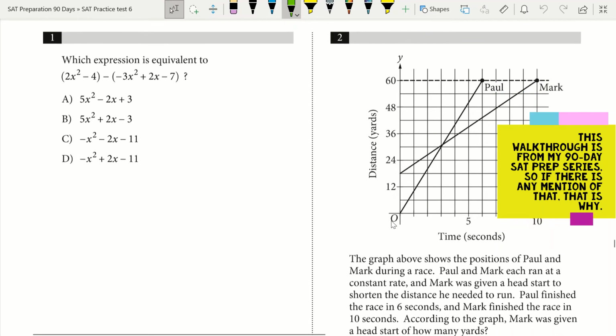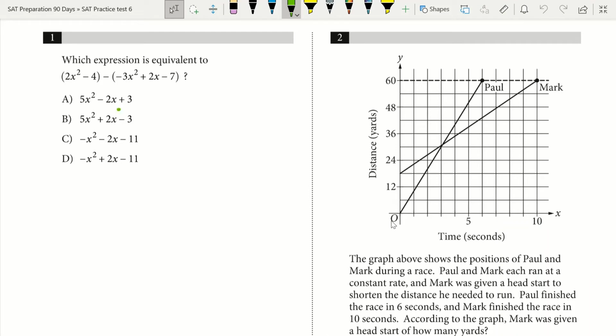All right, which expression is equivalent to 2x squared minus 4 and then minus all of this? First thing I'm going to check is this last term, because I see that we have a different last term in 3 out of the 4 of them. So I'll go ahead and look at my last term. I have minus 4 and then minus -7. That's going to be -4 plus 7, which will give me a 3 at my end. That's going to be only option A, so number 1 is going to have to be A.